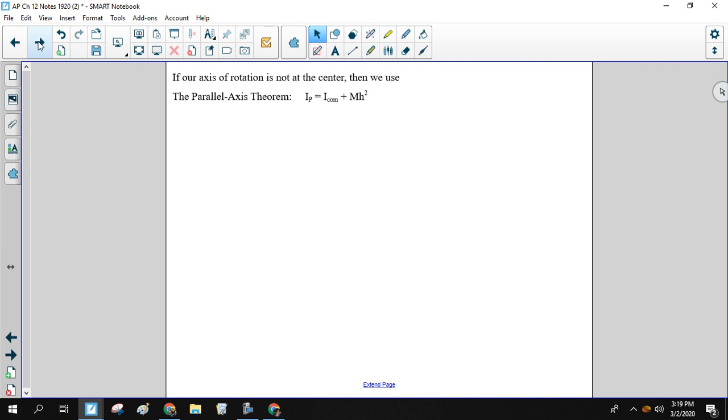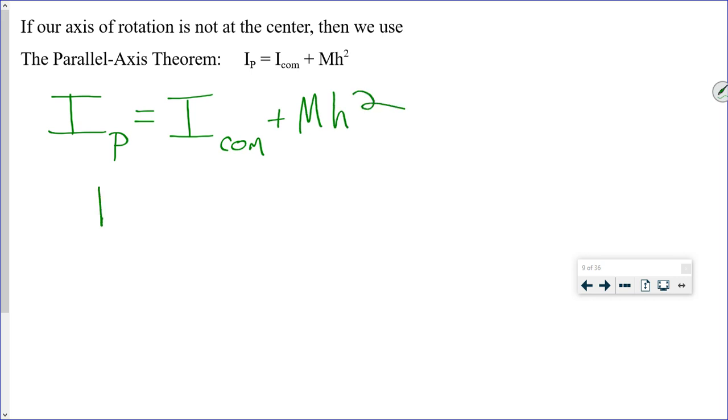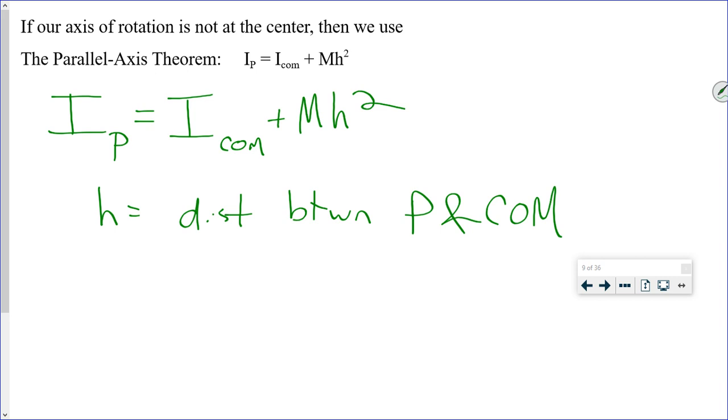So it turns out if our axis of rotation is not at the center, then we can use what is called the parallel axis theorem. What this says is that the rotational inertia about some pivot point, about some arbitrary axis, is equal to the rotational inertia about the center of mass plus mh squared, where h is the distance between point P and your center of mass.